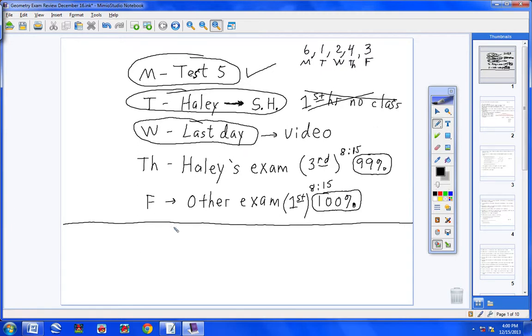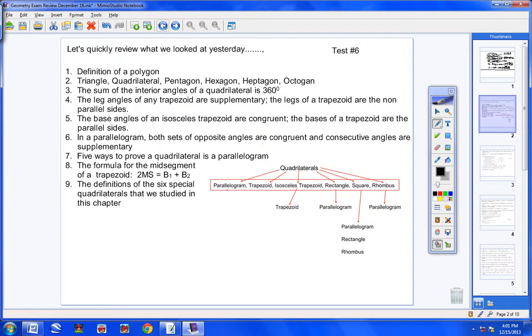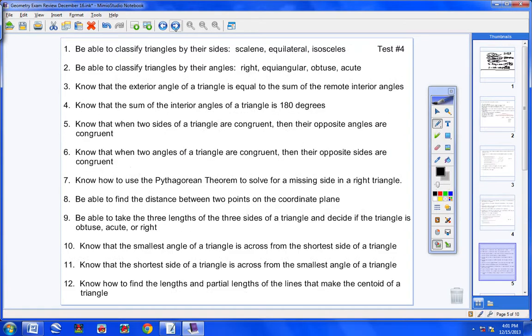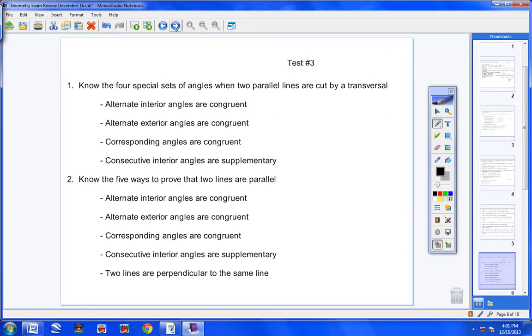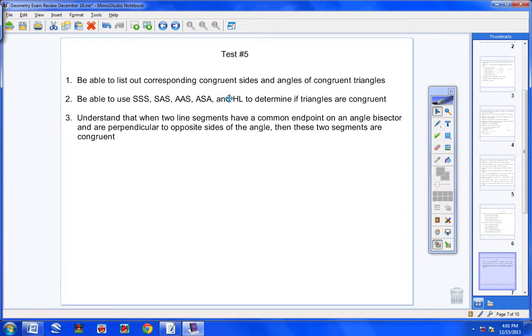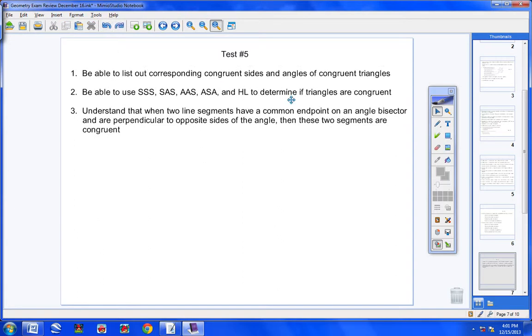Now, Friday, Haley emailed me, and Haley had a great idea. She said, Mr. Earhart, can you get copies to us of these pages here? Here's the summary of Test 6, summary of Test 1, summary of Test 2, summary of Test 4, summary of Test 3, summary of Test 5. And that's what we're going to look at today right here. You've not seen this one right here before, okay? And we're gonna look at that today.